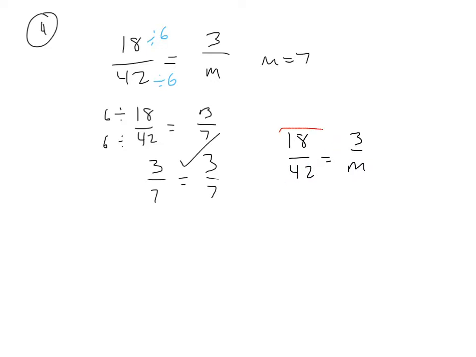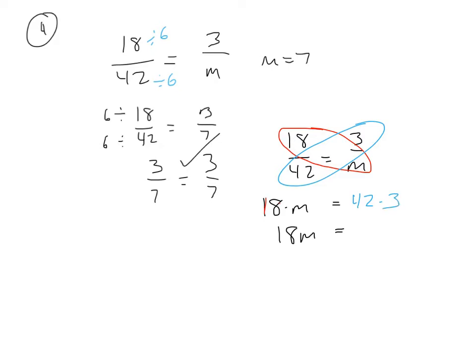So let's do that. 18 times m. Well, 18 times m is really just like saying 18m. And that's supposed to equal 42 times 3. I should have done this in red. 18 times m. 42 times 3. Well, 42 multiplied by 3 gets you 126.